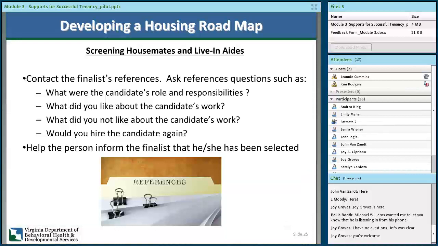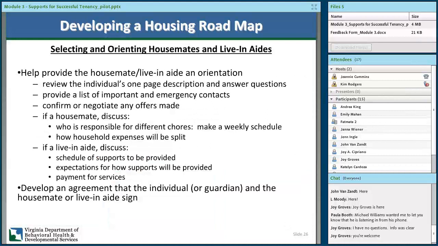So review these references together and decide if any responses raise red flags that should be explored. If not, then help the individual inform the finalist that he or she has been selected.